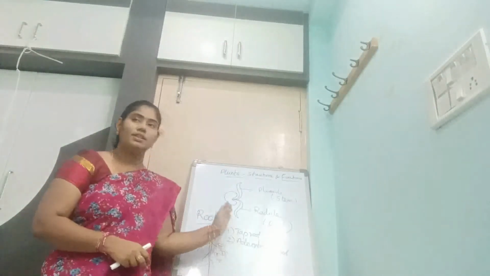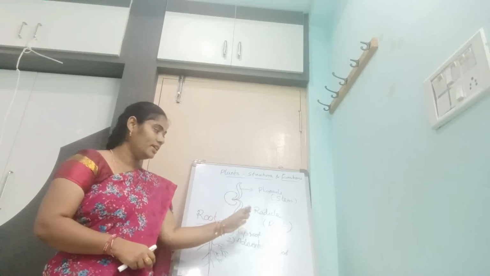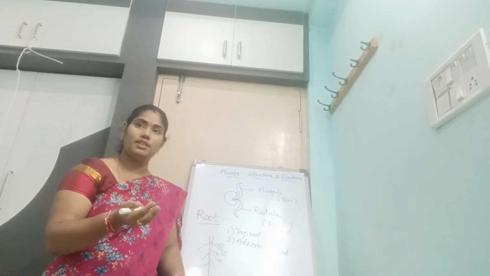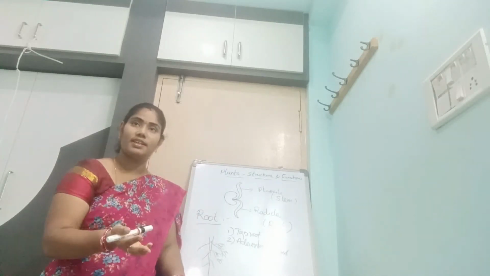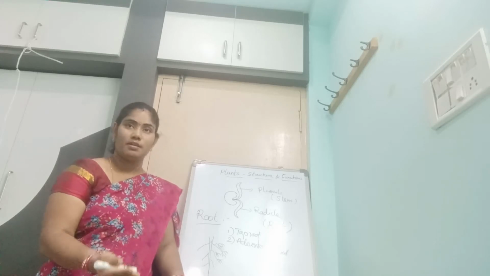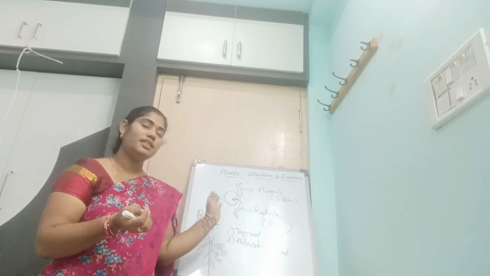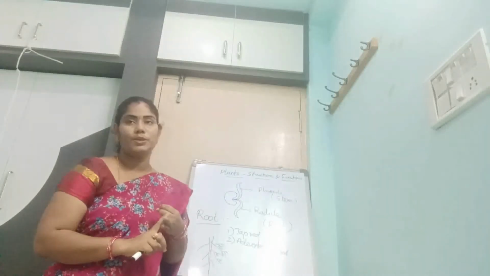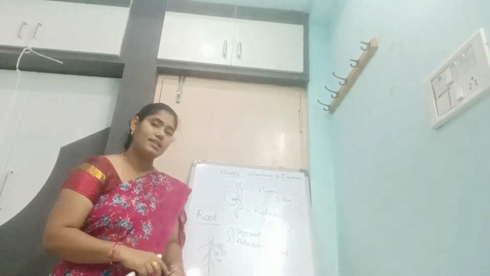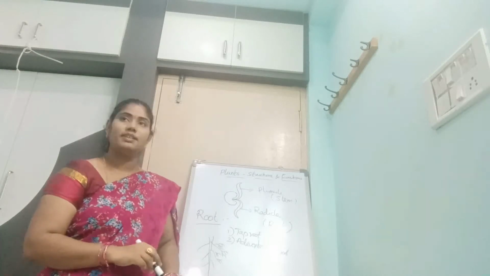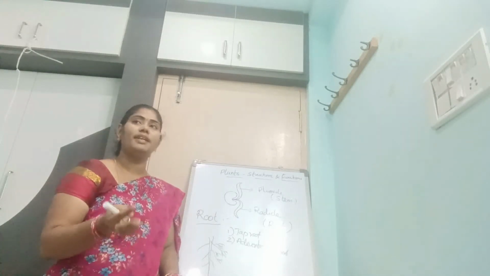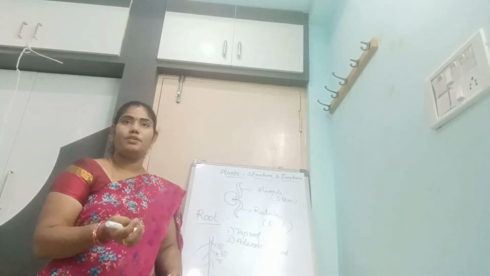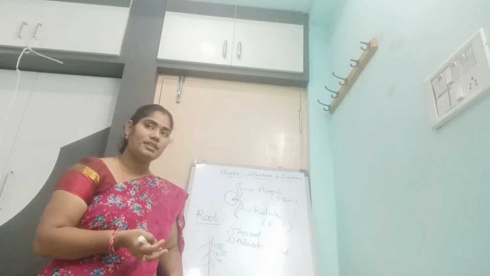Is it clear to all of you? So once again, the root gives mechanical support, or fixation of the plant in the soil, by roots only. Generally the roots are of two types: taproot system and adventitious root system. The taproot system is generally seen in dicotyledon plants like mango, banyan tree, rose, jasmine; all these are dicots, so all of them have a taproot system.